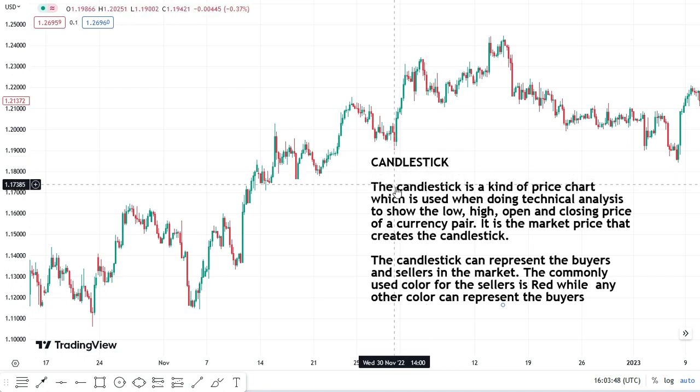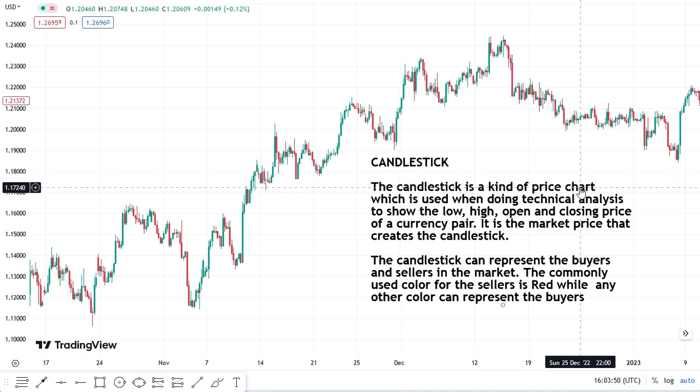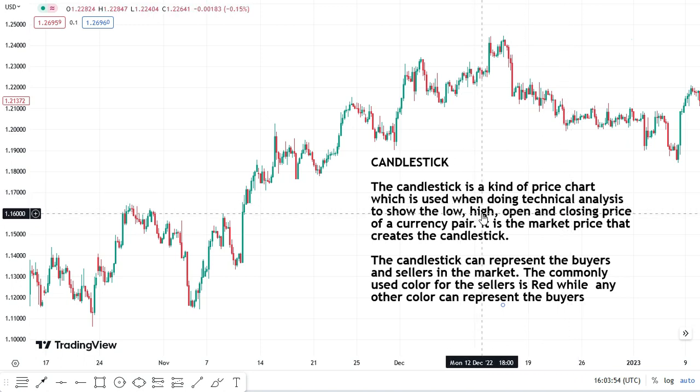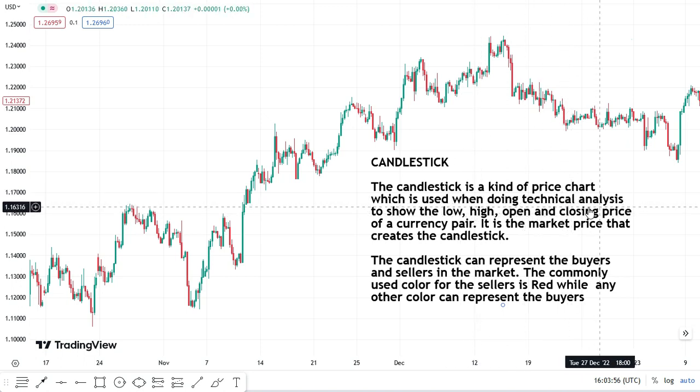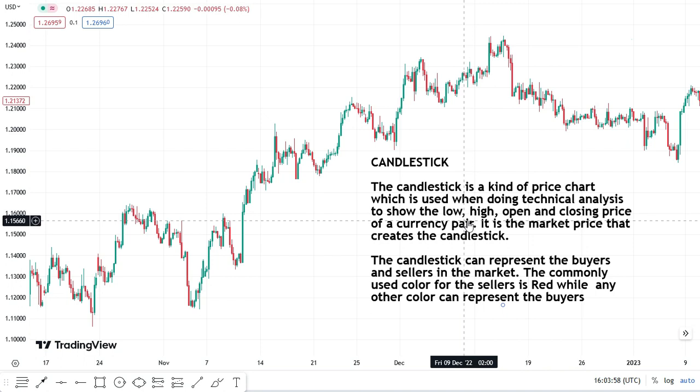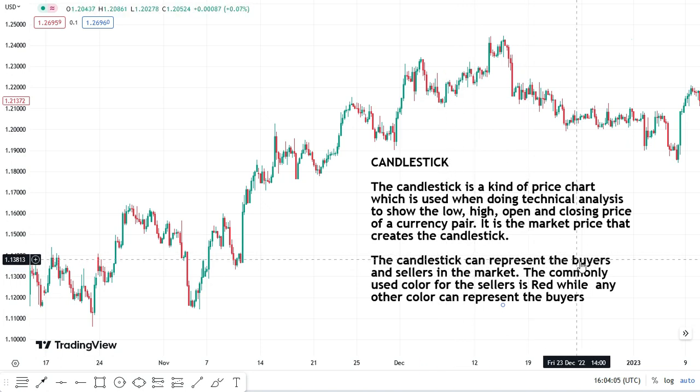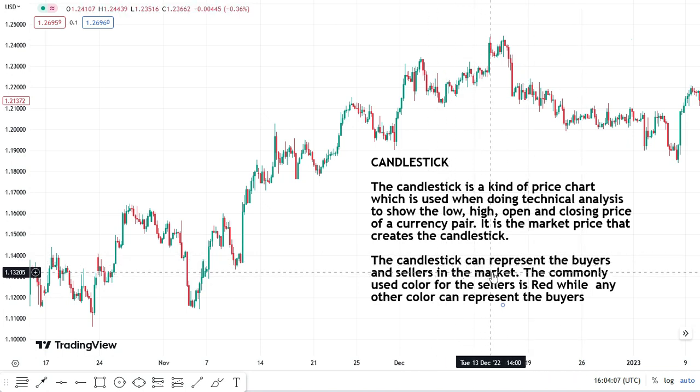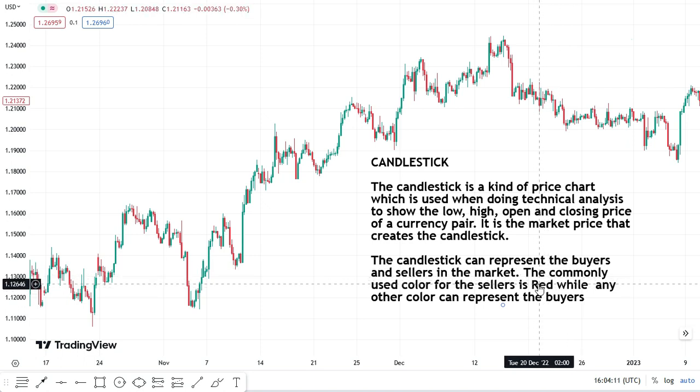Candlestick. The candlestick is a kind of price chart which is used when doing technical analysis to show the low, high, open, and closing price of a currency pair. It is the market price that creates the candlesticks. The candlesticks can represent the buyers and sellers in the market. The commonly used color for the sellers is red, while any other color can represent the buyers.